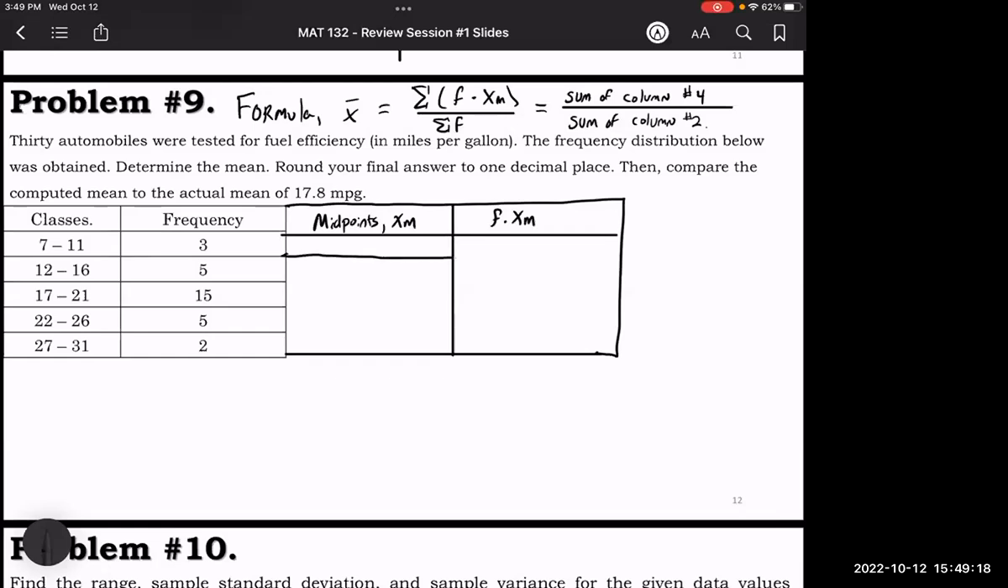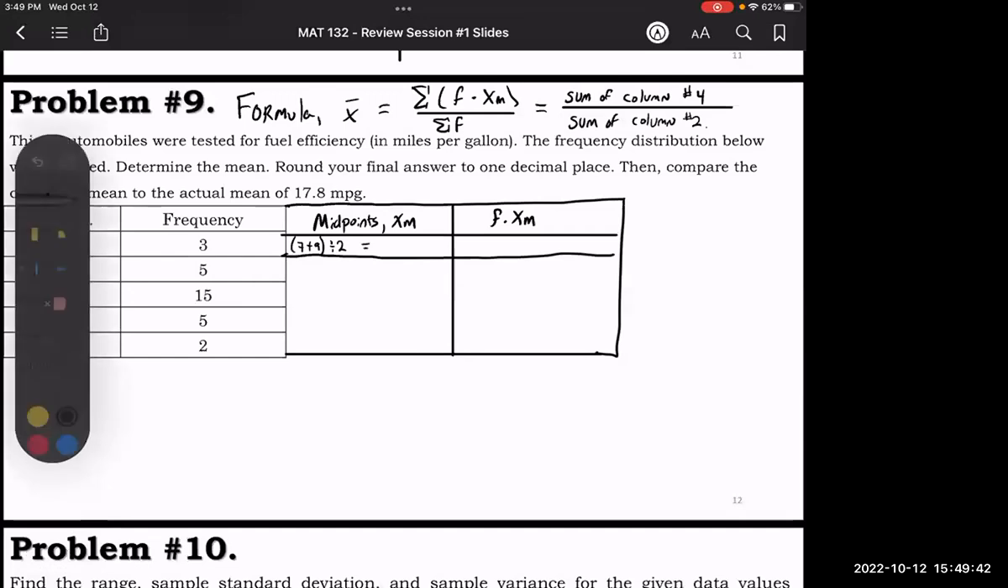Okay, so what do you think? We showed how to compute midpoints earlier. What do you think would be the midpoint for the first class, 7 to 11? 9. We took 7 plus 11, and we divided by 2. Gonna be 9. That's right. So 7 plus 11, then divide by 2.